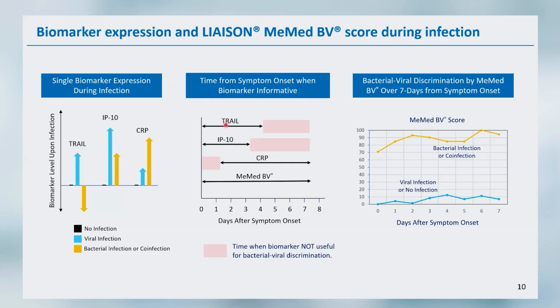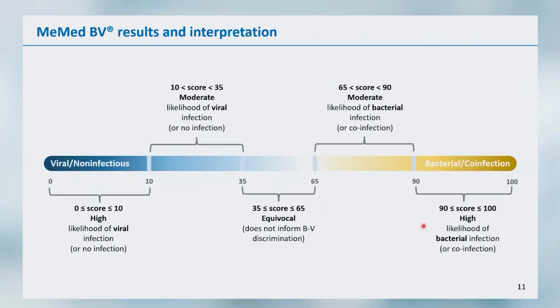And likewise, when TRAIL and IP10 later on in an acute infection return to normal, the CRP is abnormal, and the test can distinguish that way. So in this way, over a 7-day course from symptom onset, this MeMed-BV test can distinguish and separate bacterial infection from viral infection. And this is where the real value of this test lies.